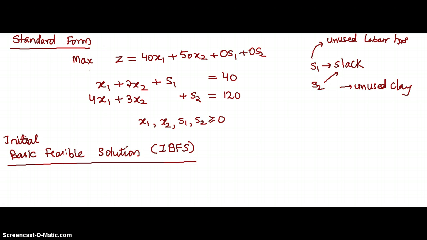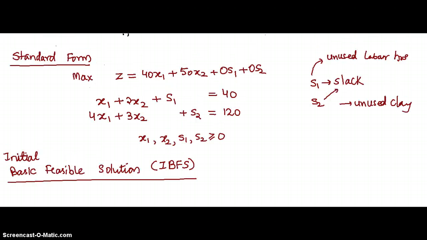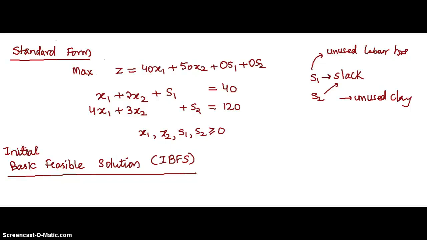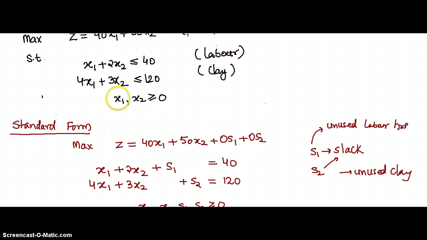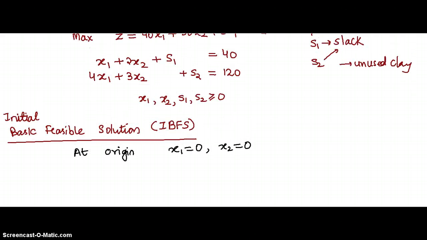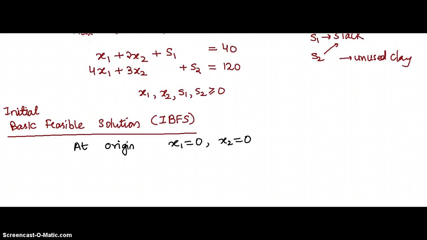The simplex method selects the origin as the initial basic feasible solution because the values of the decision variables, which are x1 and x2, are always known at the origin. So for the initial basic feasible solution at the origin, we will have x1 equal to 0 and x2 equal to 0. x1, x2 are called the decision variables because these are the variables initially present in the problem. So that's why we put x1 and x2 equal to 0 in the standard form.